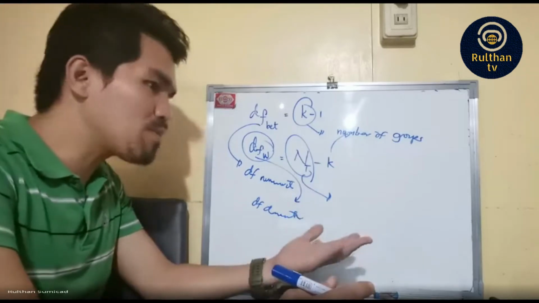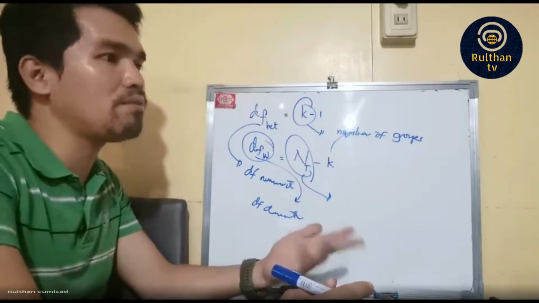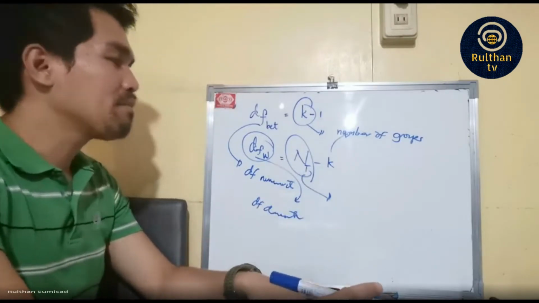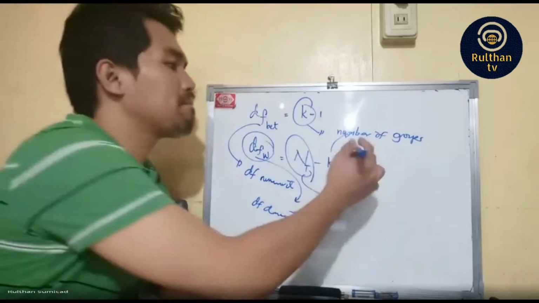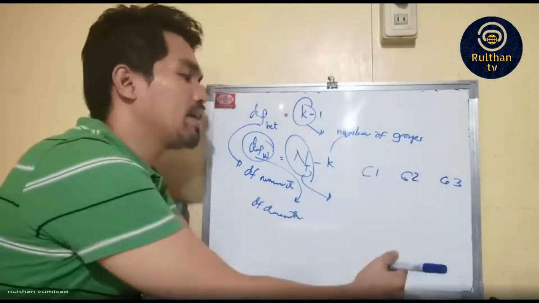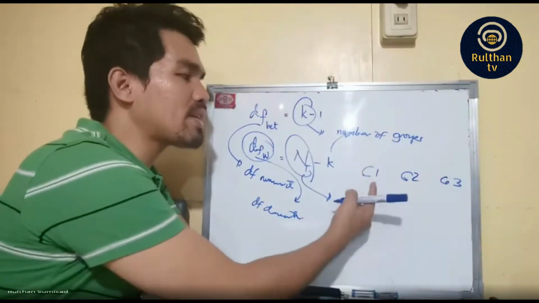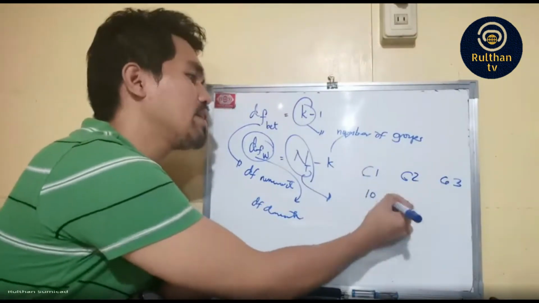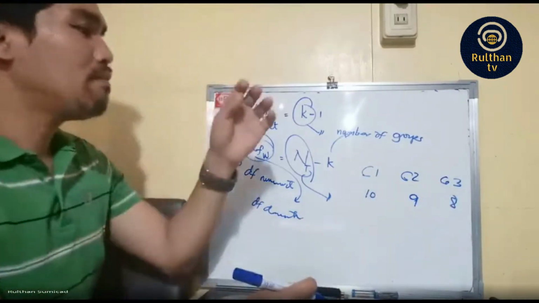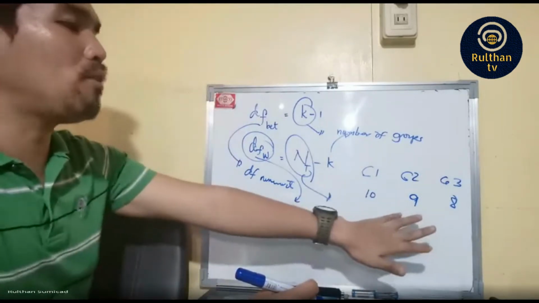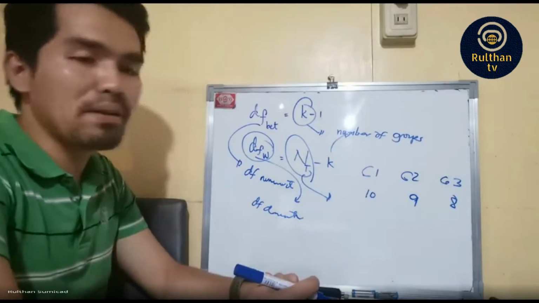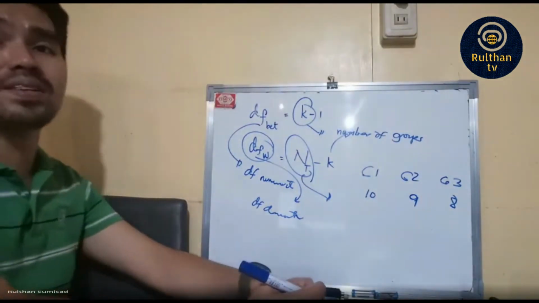If there are four groups, how many samples are in groups 1, 2, 3, and 4? We add them all together. That's n sub t. For example, we have group 1, group 2, and group 3. Our sample size for group 1 is, let's say, 10. Sample size for group 2 is 9. Sample size for group 3 is 8. You notice that the ANOVA test does not always require an equal number of samples in each group. We can still perform ANOVA even if the sample sizes are not equal.